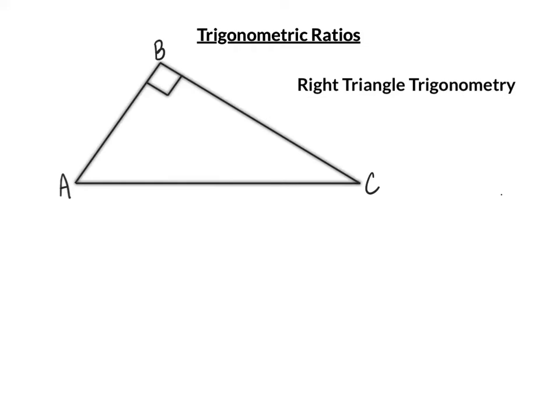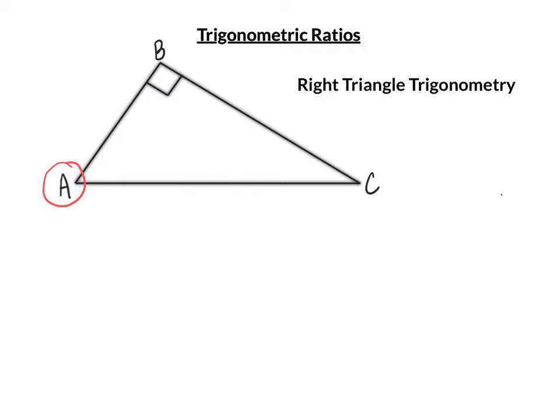Today, we're going to take a look at the trigonometric ratios. What I'm referring to is right triangle trigonometry. The way it works is we use one of the angles as a reference point. It's either going to be A or C, not the right angle. And we have names that describe ratios in every right triangle.